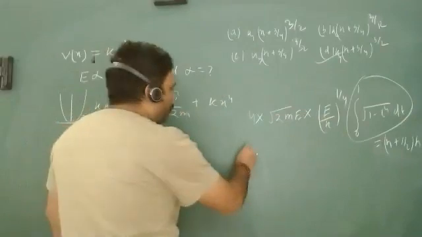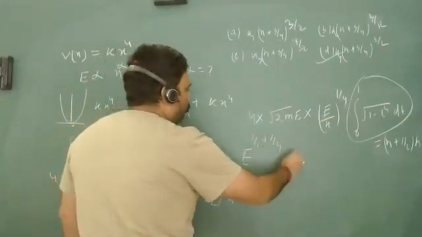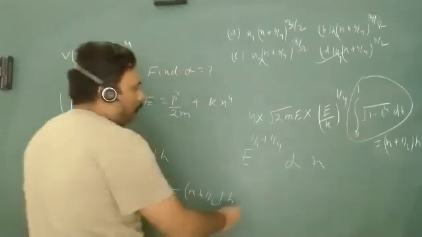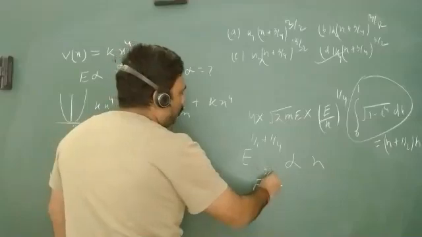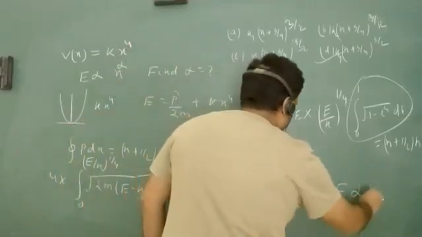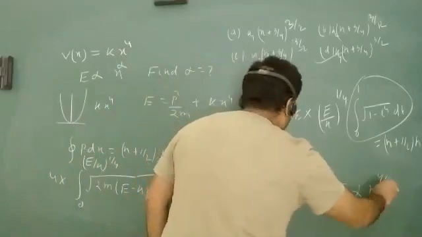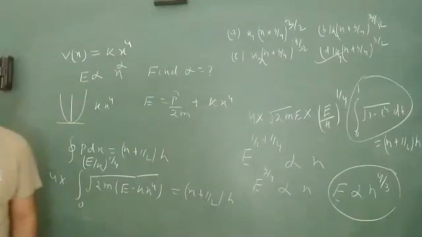So what will happen? E to the power 1/2 plus 1/4 is proportional to n, and E to the power 3/4 is proportional to n. So E will be proportional to n to the power 4/3. That's it. 5 marks yours. And if you can fit it into any formula, it's your smartness.